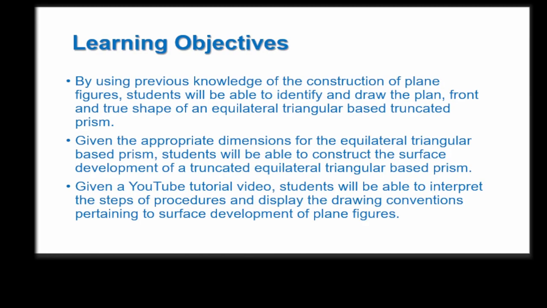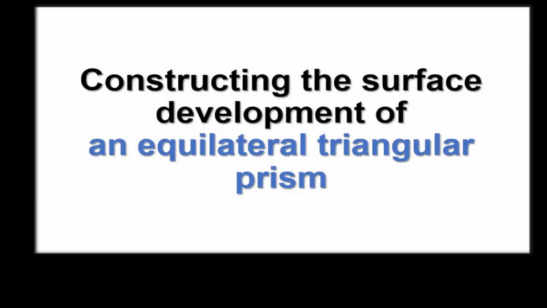Objectives: 1. Students will be able to identify and draw the plan, front, and the true shape of an equilateral triangular based truncated prism. 2. Students will be able to construct the surface development of a truncated equilateral triangular based prism. For you to interpret the steps of procedures, follow it, and display or apply the drawing conventions pertaining to surface development of plane figures. Constructing the surface development of an equilateral triangular prism.